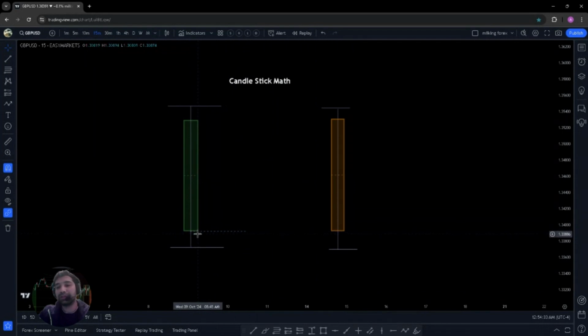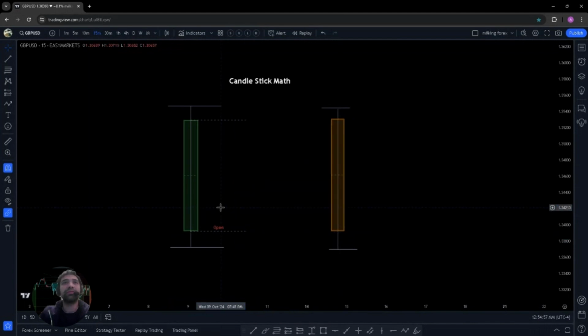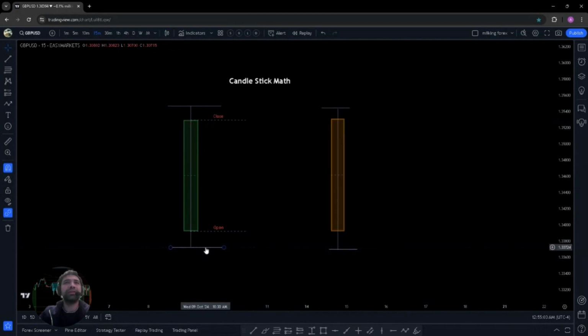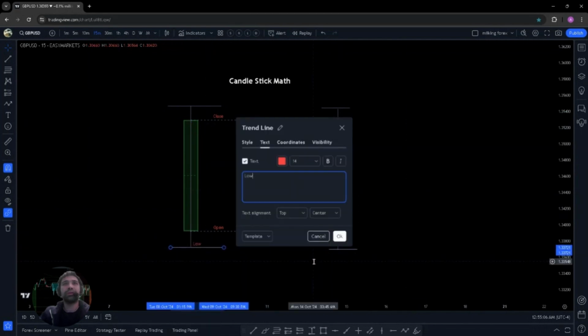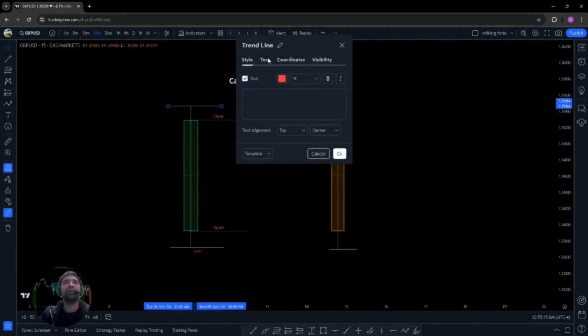Whenever you see a bullish candle on any time frame, it has four components: a low, a high, an open, and a close. This is a close, this is the open. I can write it for you guys. This is an open, and that is a close. And similarly, this is a low, and this is a high point.